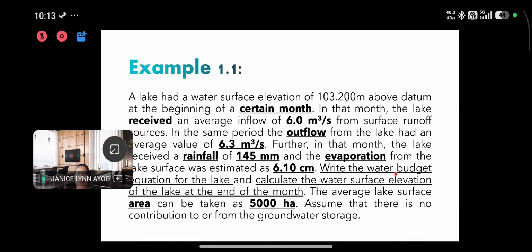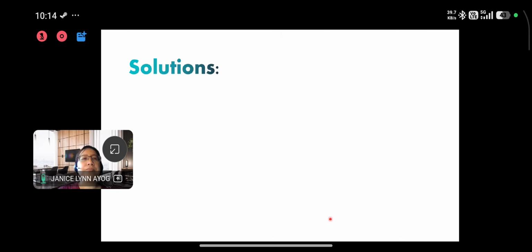Now you have to write the water budget equation for the lake and then calculate the water surface elevation of the lake at the end of the month. The average lake surface area can be taken as 5,000 hectares, which I simplify here as HA. Assume that there is no contribution to or from the groundwater storage, so we ignore the contribution of groundwater storage.